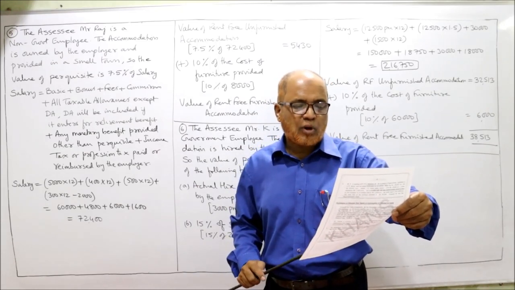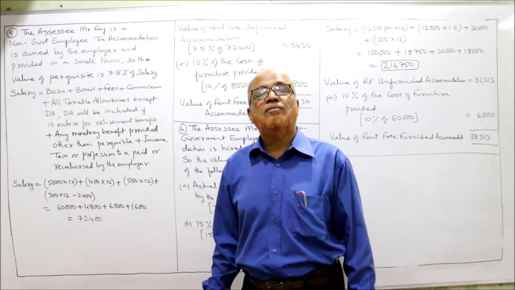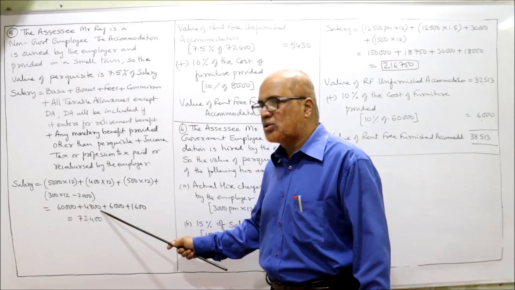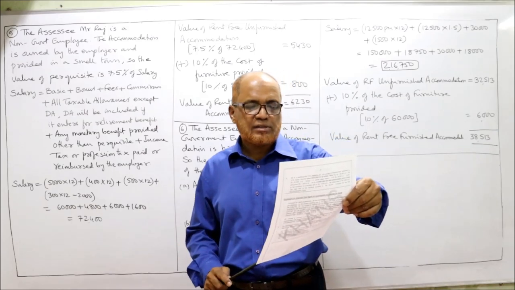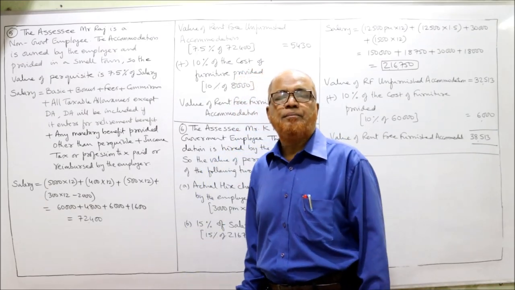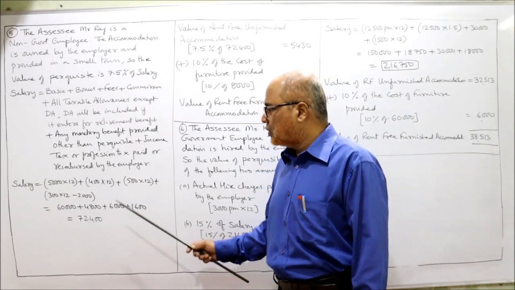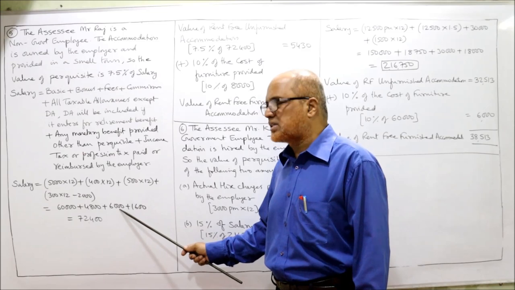Then after that, project allowance 400. Project allowance is fully taxable. So 400 per month into 12, 4,800. After project allowance, medical allowance 500 per month. Medical allowance is a fully taxable allowance. So 500 per month into 12, 6,000.